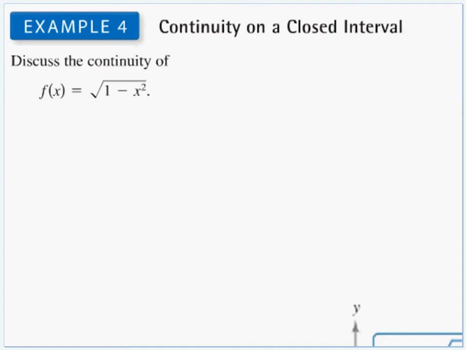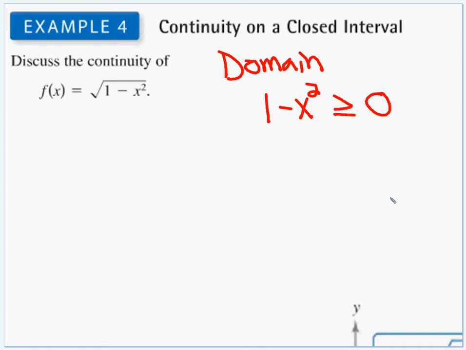If we're going to be discussing continuity, it might be a good idea to figure out what the domain of this is. We got to be careful. I see an even indexed radical. So we want to make sure our domain, what is under that radical, is always greater than or equal to 0. I'm going to add x squared. So x squared must be less than or equal to 1. Take the square root. x is between plus and minus 1. So if I square root it, remember I get the plus minus. x must be less than 1 and greater than negative 1.